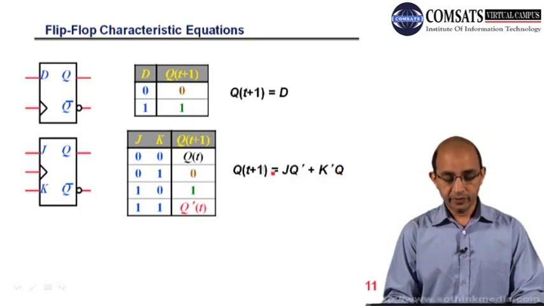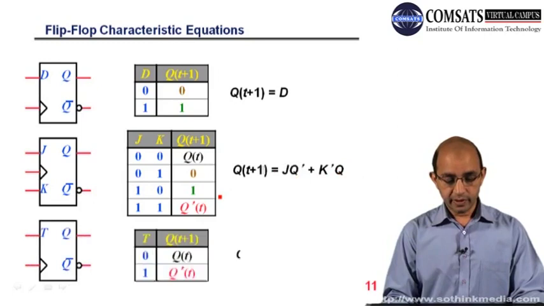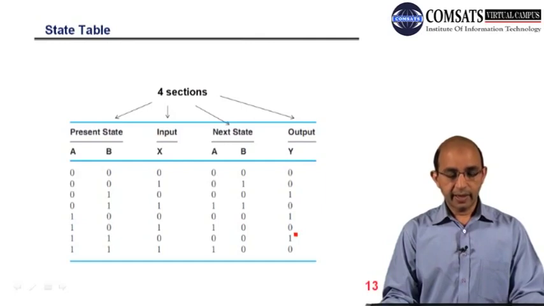So we have derived, for T flip-flop, T XOR Q. So Q is the previous state, or the current state, you can say. If we call Q(t+1) the next state, then Q is the present state. And let's talk about the state table in more detail.